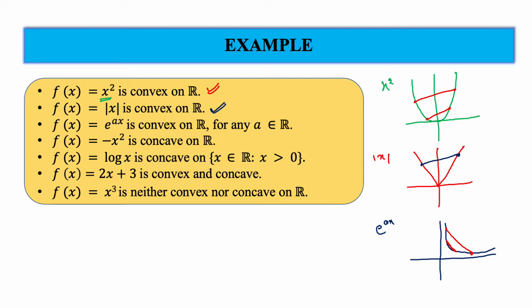Then you take the curve for -x². For -x², it will look like this. Take any two points on the curve. The chord joining them will have all the values less than your curve, so the chord will be below the curve, so it is a concave function.